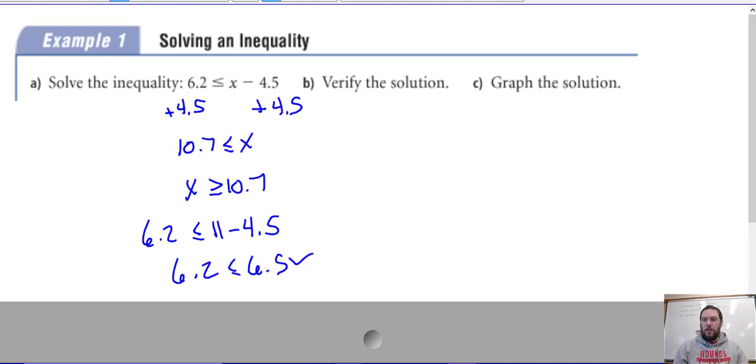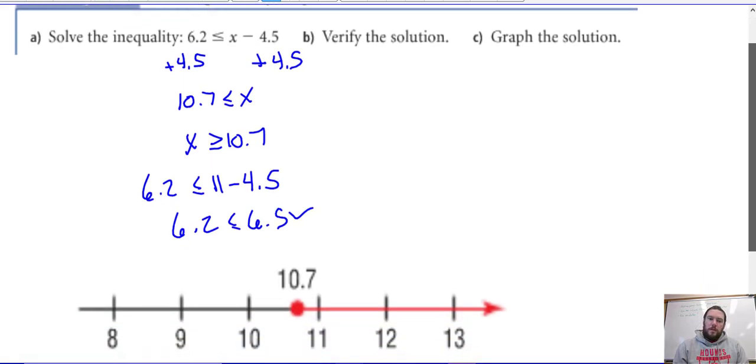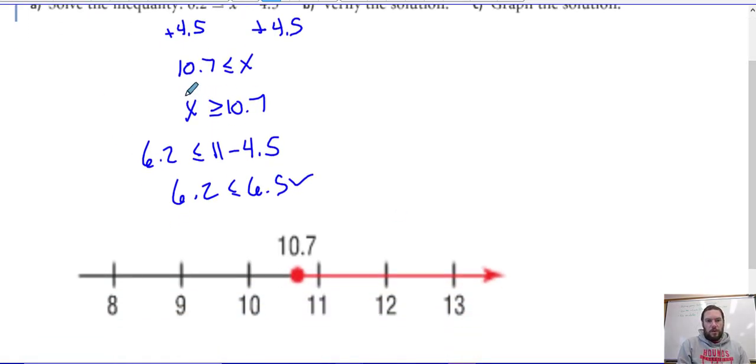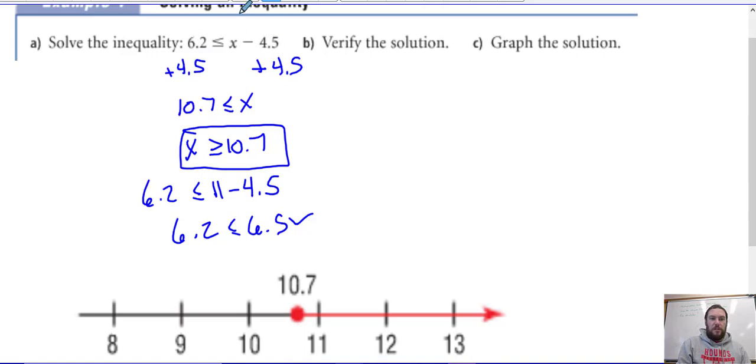All right, and then finally, if I wanted to graph the solution. We know how to graph these from the last video. We're graphing the simplified solution. So instead of trying to figure out what the graph of the first thing is, it's when I've solved for x that I'm going to graph it. So x being greater than or equal to 10.7 means that I want to use a closed circle to represent the equals to, and I want my arrow to go to the right to represent the greater than.